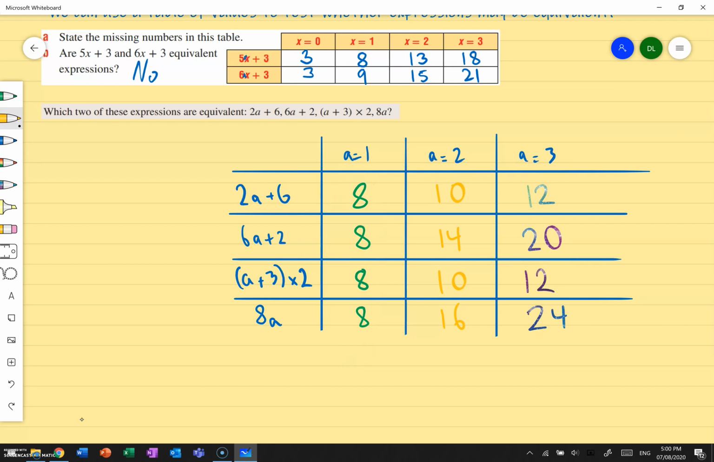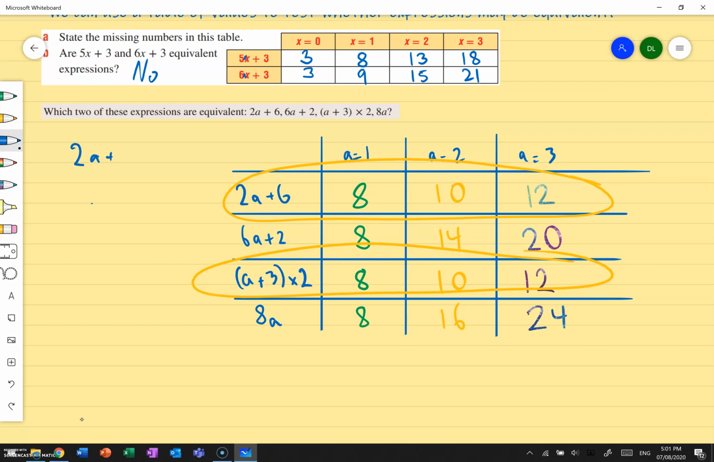If I substitute a equals 2 over here, then I know that for 2a plus 6 in the first row and (a plus 3) times 2 in this third row, they're the same. And if I look over here, they're also the same over here. So this row over here and this row over here have equivalent expressions, while the other ones do not. So which two of these expressions are equivalent?